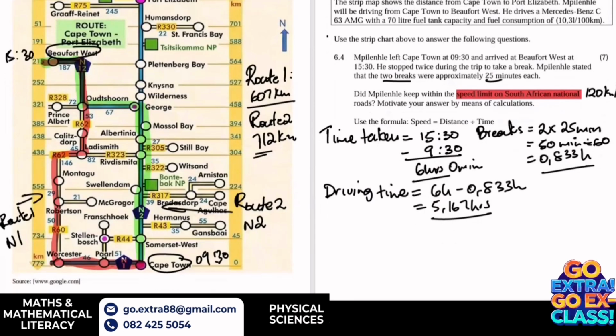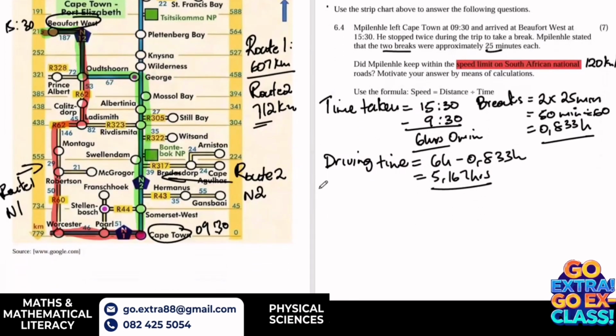Now what was his average speed? We need to find the average speed, and we are given the formula. It says you may use this formula: speed is equal to distance divided by time. So now we need to use that. Speed is equal to distance divided by time. Let's substitute into this formula.